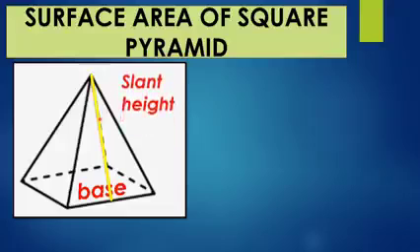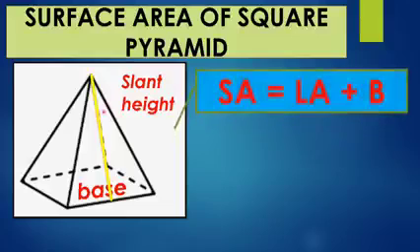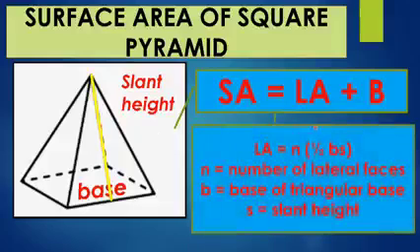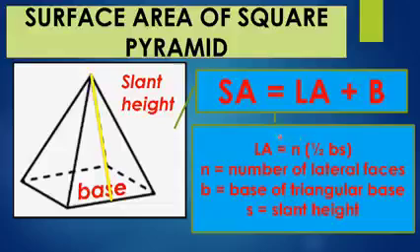So the surface area of a square pyramid is the sum of the lateral areas and the area of the base. So para makuha yung surface area, we need to add the base or the area of the base and the lateral area of the square pyramid. So that is, para mahanap yung LA ng ating square pyramid, simply multiply n by 1/2 by BS. Okay? Wherein n is equal to the number of lateral faces.